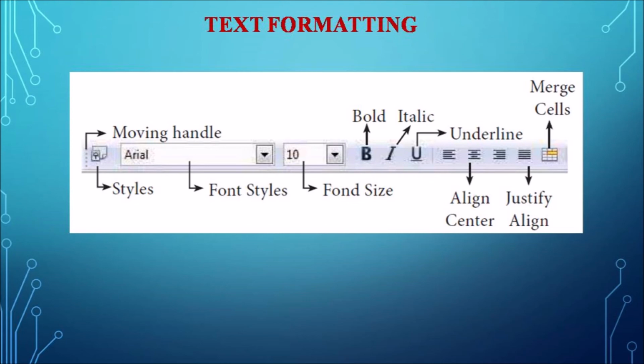First is Styles, where the inbuilt styles will be there. Next one is Font Style, for changing the font style, such as Arial, Times New Roman, like that, changing the text styles. For that the font style box can be used. Next one is Font Size, and we can increase the font size by selecting the various sizes. And next you see, for bold it is given as capital B.